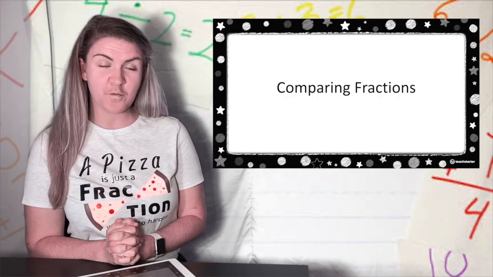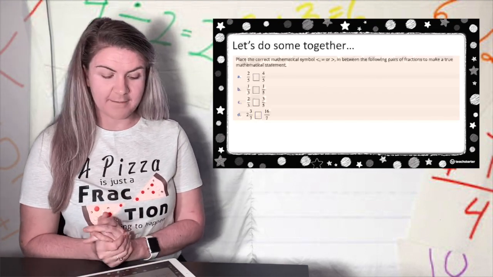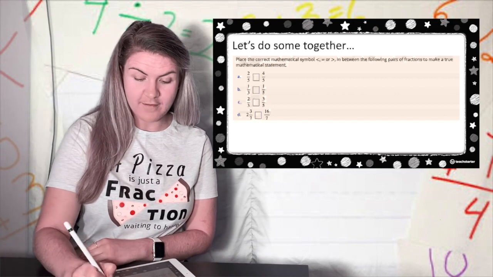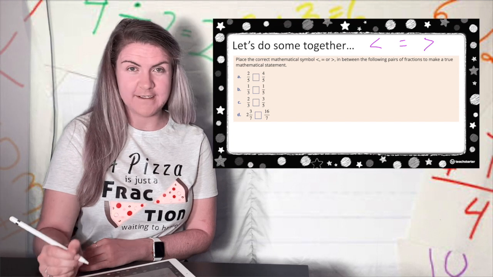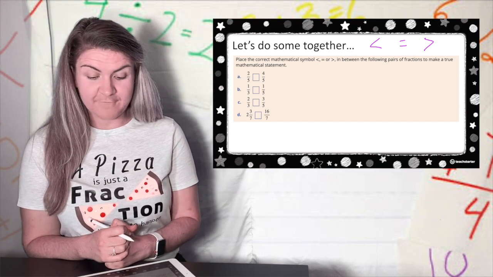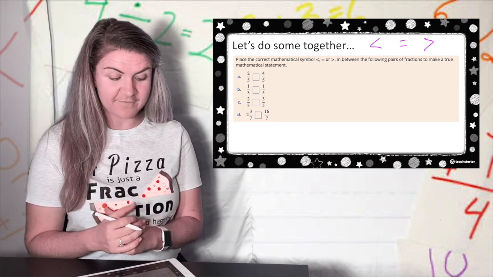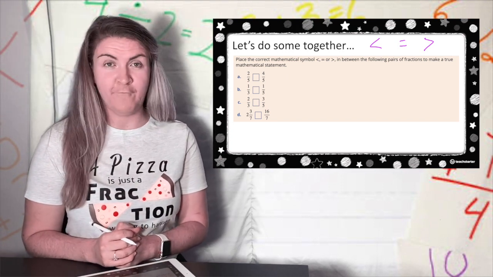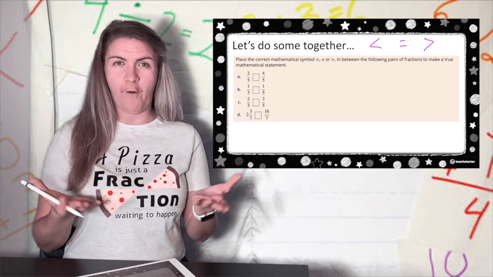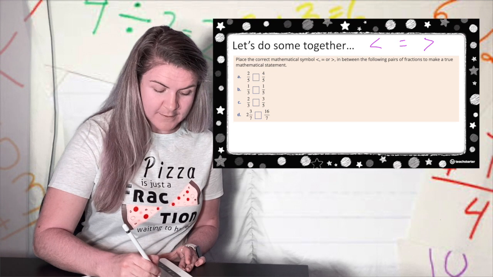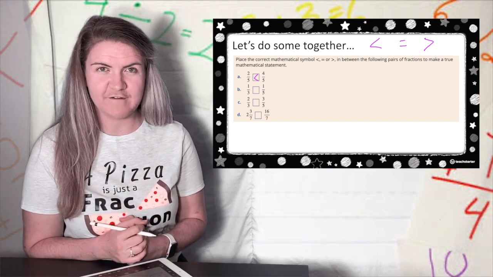All right, we're going to do some work with comparing fractions. It says place the correct mathematical symbol, which we will remember this is less than, equals sign, or greater than, in between the following pairs of fractions to make a true mathematical statement. So first I have to compare 2/5 and 4/5. Well, I see that my denominators are the same, and I've got 2 or 4, and 4 is larger. So I'm going to put that symbol in there to signify that 4/5 is larger than 2/5.